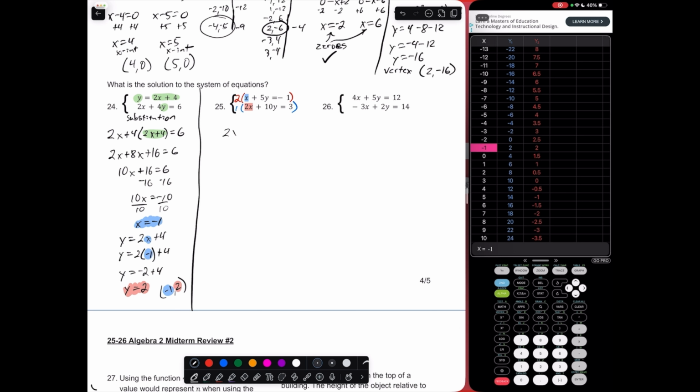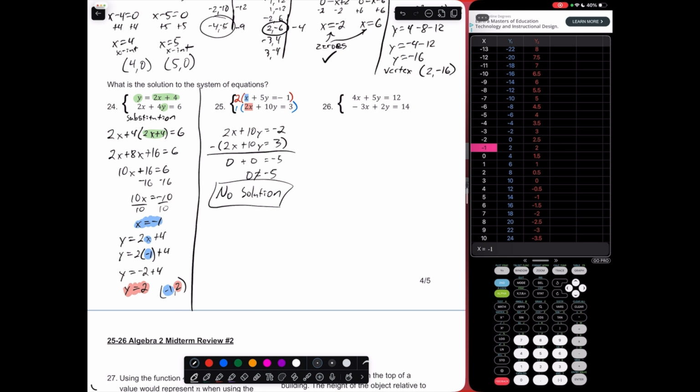So this becomes 2x plus 10y equals negative 2. Make sure you distribute to the entire equation. And times 1 doesn't change anything. So this would all stay the same. These are the same signs, so we're going to subtract. 2x minus 2x is 0. 10y minus 10y is 0. And the negative 2 minus 3 is going to be negative 5. Now 0 equals negative 5, which makes no sense. So no sense means no solution.